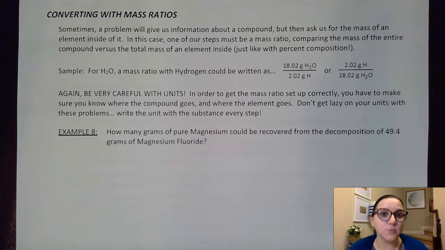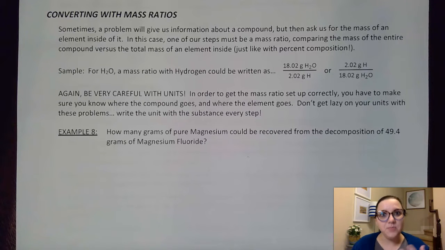In this video we're going to look at compound stoichiometry problems where we are converting with mass ratios. Now in a previous video we looked at the idea that if we're trying to get between a compound and an element inside of it, we could set up a particle ratio where we say one of the overall particle has however many atoms inside of it. Well, we can do something very similar with a mass ratio. So here what we're going to be trying to do is get from the mass of the compound to the mass of an element inside of it.